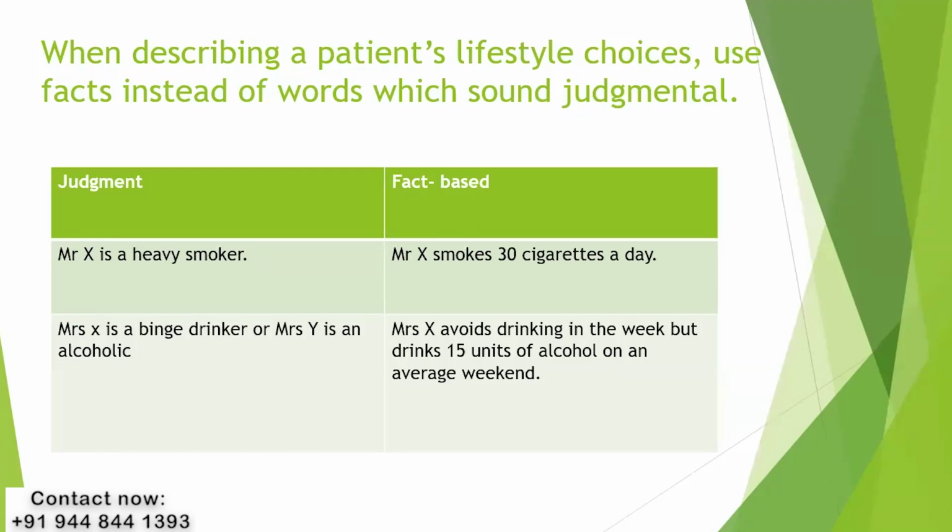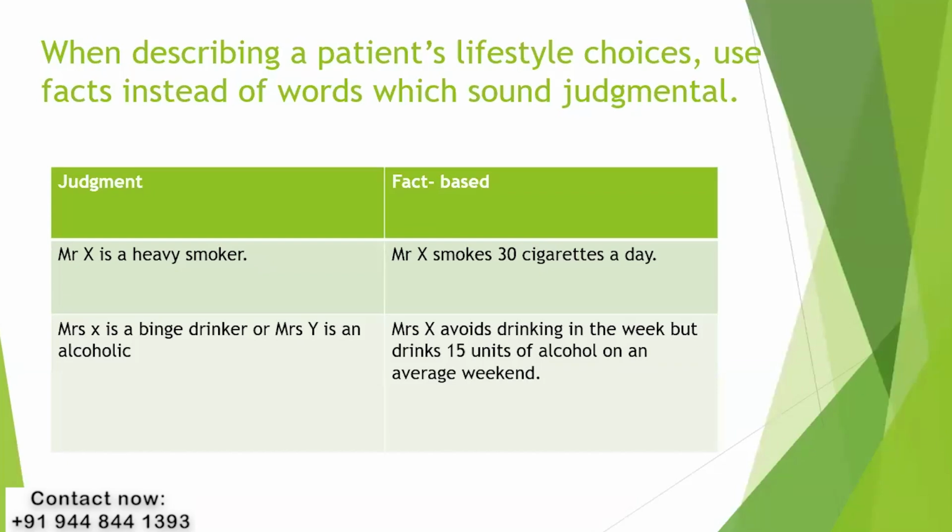The first one is judgmental. If you are writing Mr. X is a heavy smoker, it is quite disrespectful to the person, and also you are judging their lifestyle choices. How can you write it in a better sentence? You have to write a fact-based sentence.